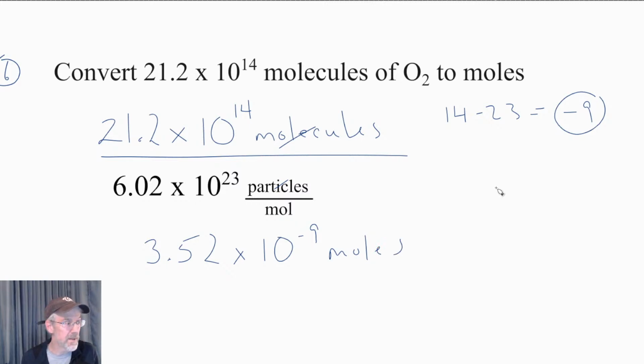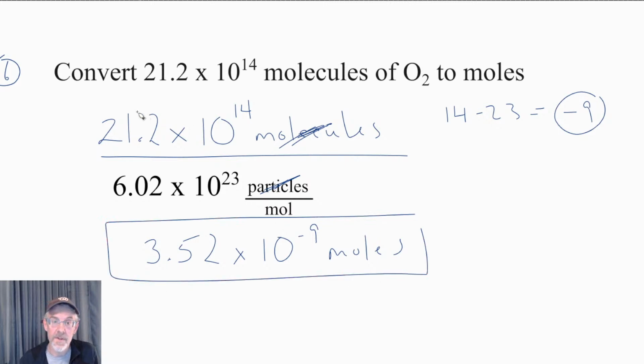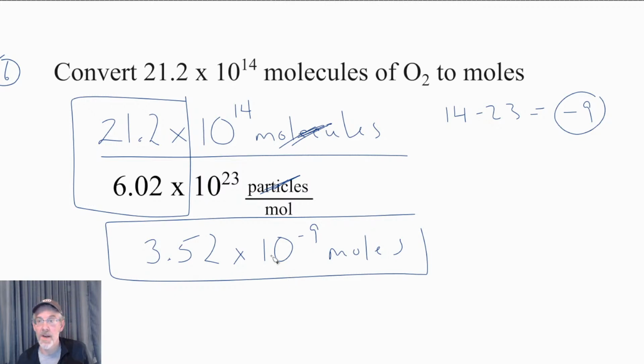Yep, and Jason, you getting the same thing? Yeah. So since we've canceled out particles, we end up with this here. So that's the key. You can still just divide these two numbers here, and then you subtract, and that's what's going to give you your final answer. Not too bad, right?